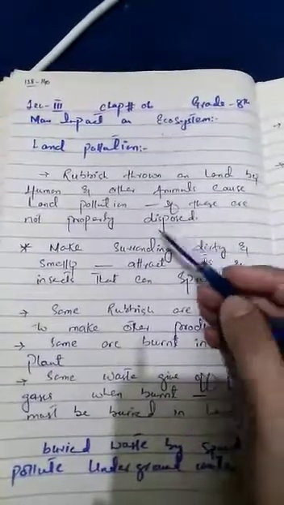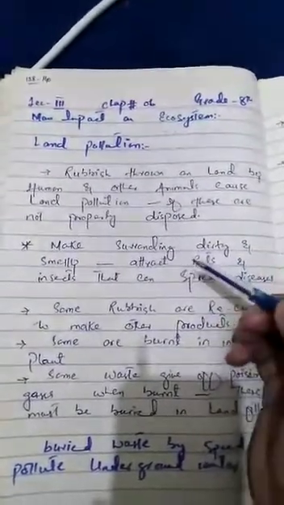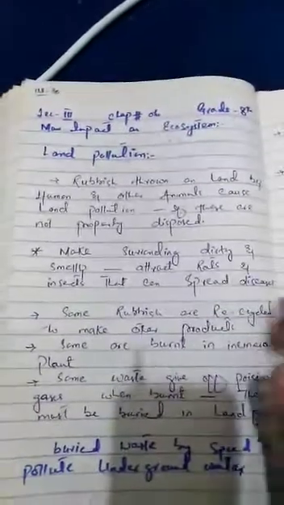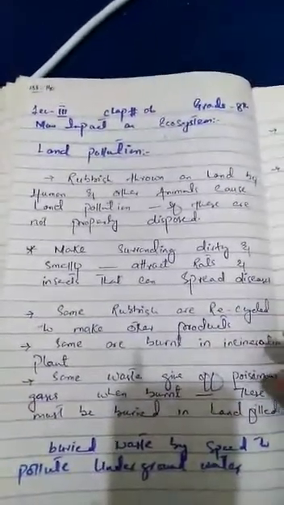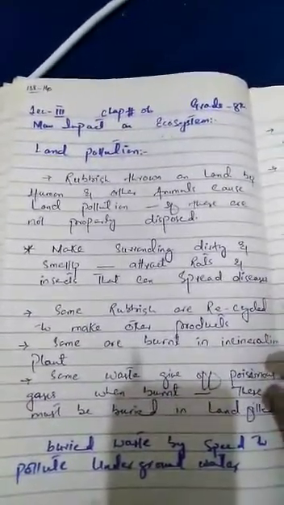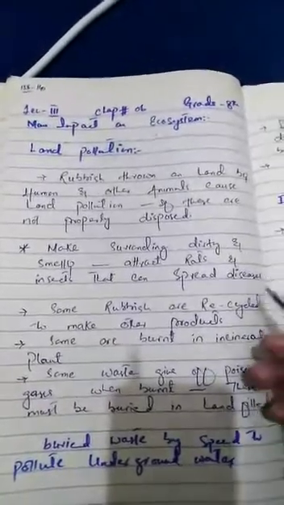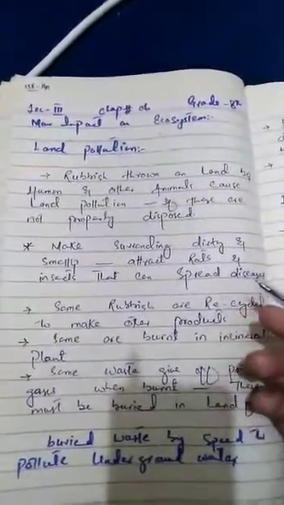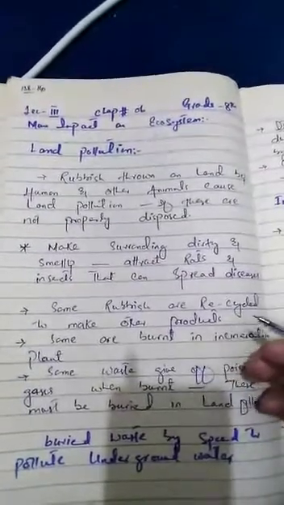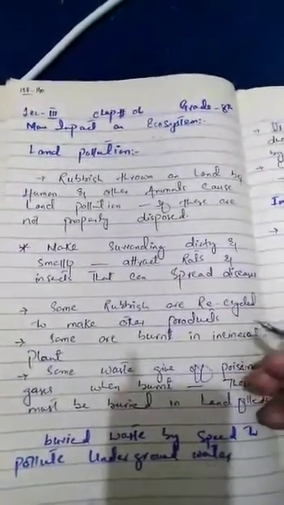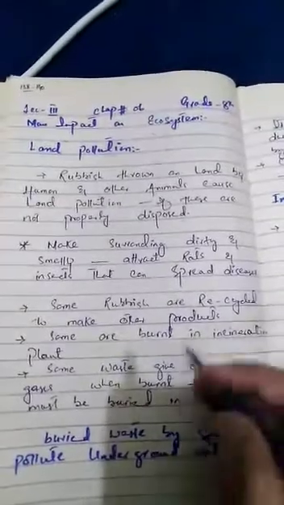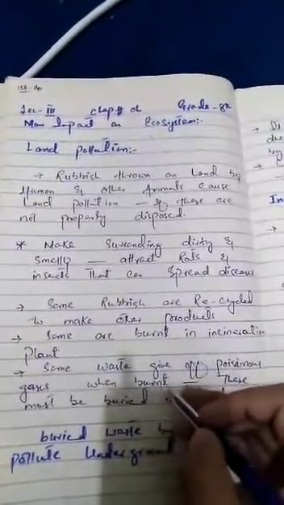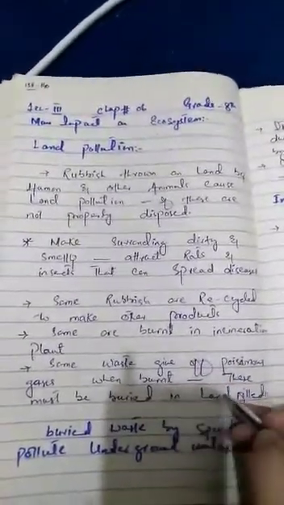If this rubbish is not properly disposed of, it makes our surroundings dirty and smelly and attracts other animals such as rats and other insects that may spread disease. Some rubbish may be recycled to produce other useful products. Some is burned in an incineration plant. Some cannot be burned in an incineration plant as it gives off poisonous gases. These must be buried in landfills.